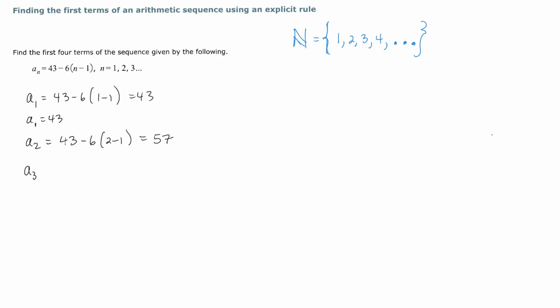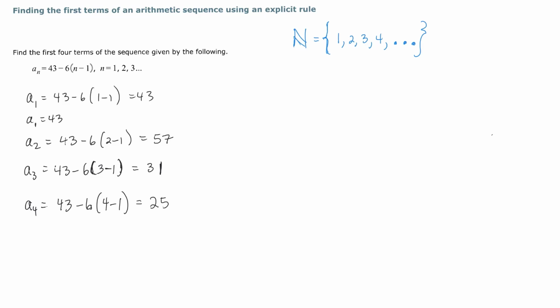So let's find a sub 3. A sub 3 is equal to the next expression, which is 43 minus 6 times 3 minus 1. And of course, do order of operations first. So 43 minus 12 is 31. So a sub 3 is 31. In this problem, you're just simplifying 4 expressions. Let's simplify the 4th expression. A sub 4 is equal to 43 minus 6 times 4 minus 1, and 4 minus 1 is 3. So we have 43 minus 18. What is 43 minus 18? 25.